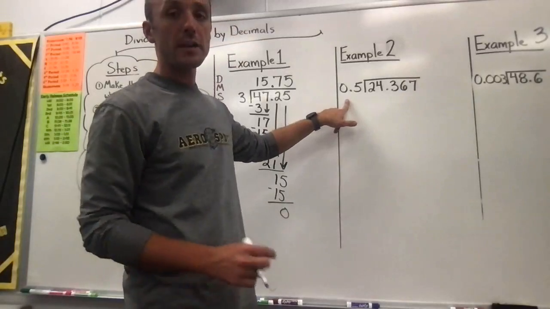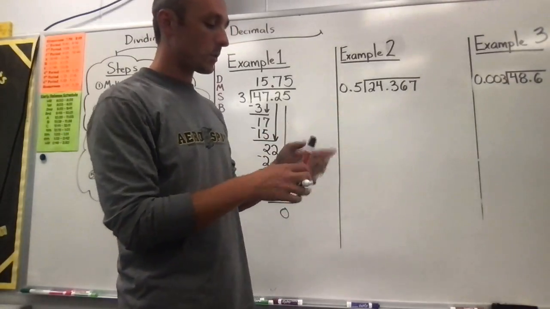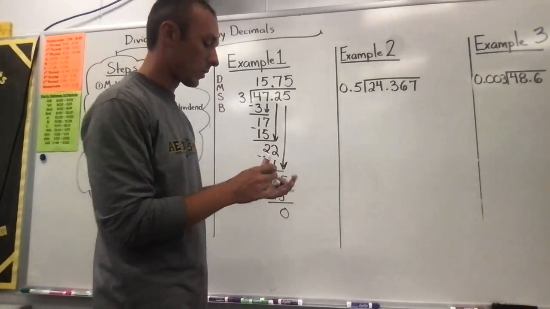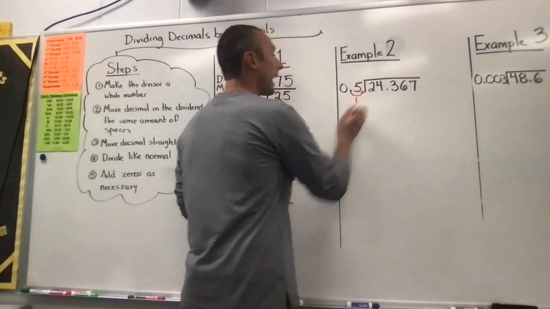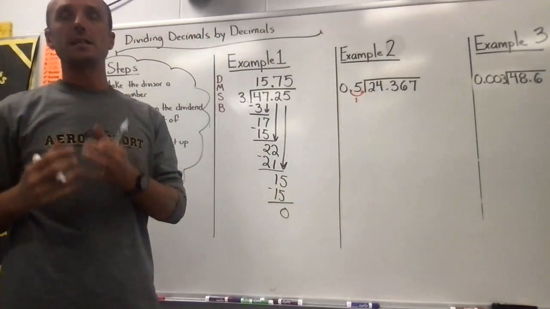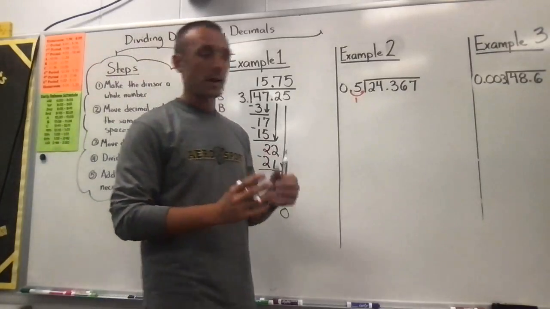As you notice here, I do have a decimal. I don't want to have a decimal there. I want this to be a whole number. So I'm going to move that decimal to the right in order to make it a whole number. So I'm going to move this 1 time to the right. If I move my decimal in my divisor 1 time to the right, I have to be fair and move the decimal in my dividend 1 time to the right as well.